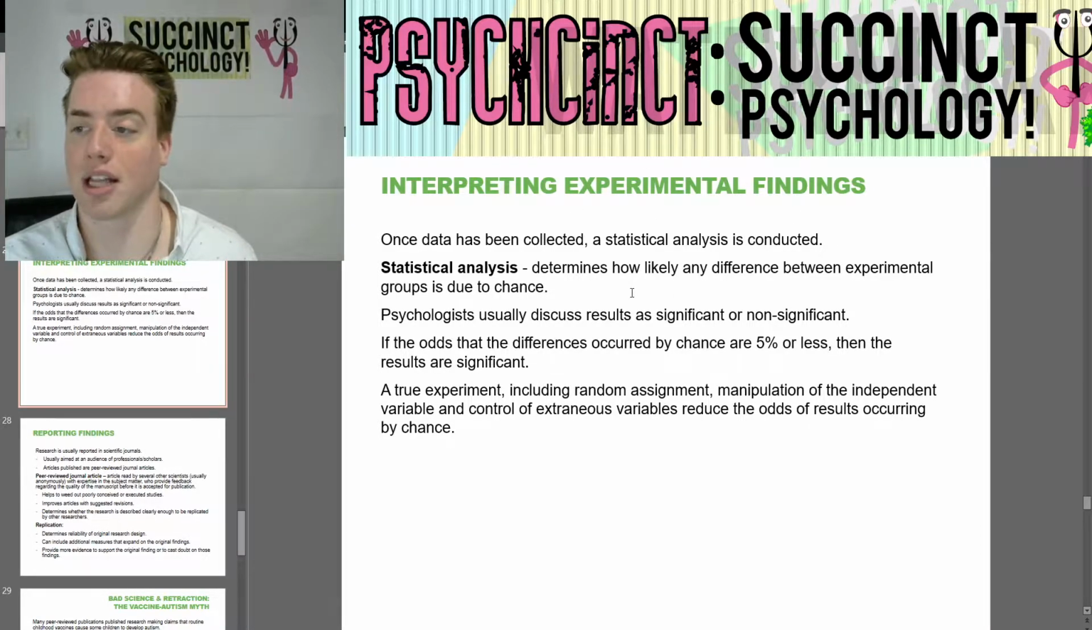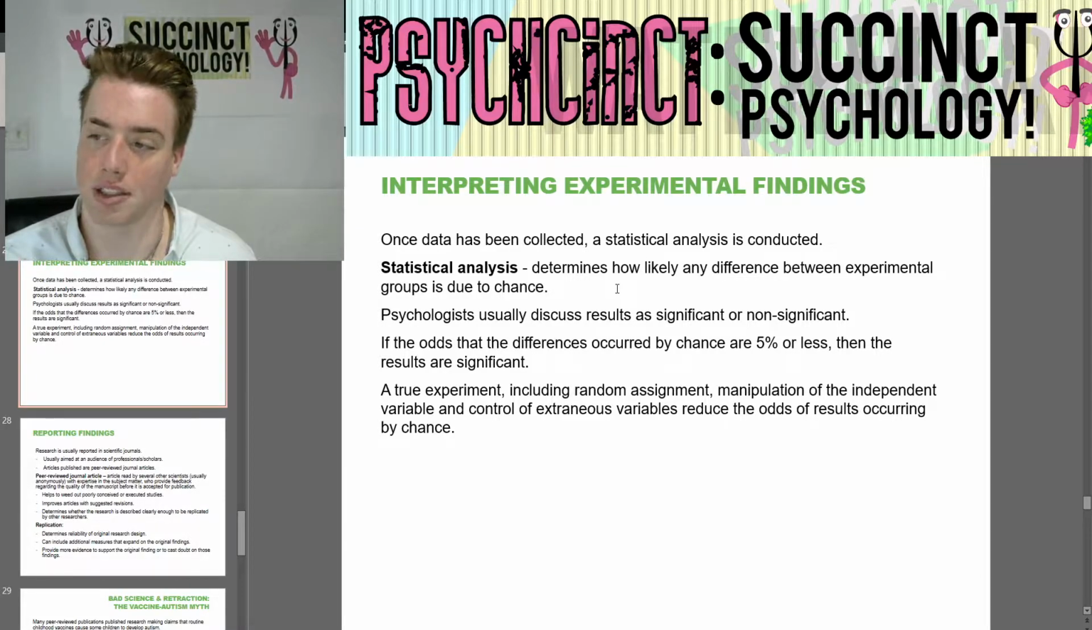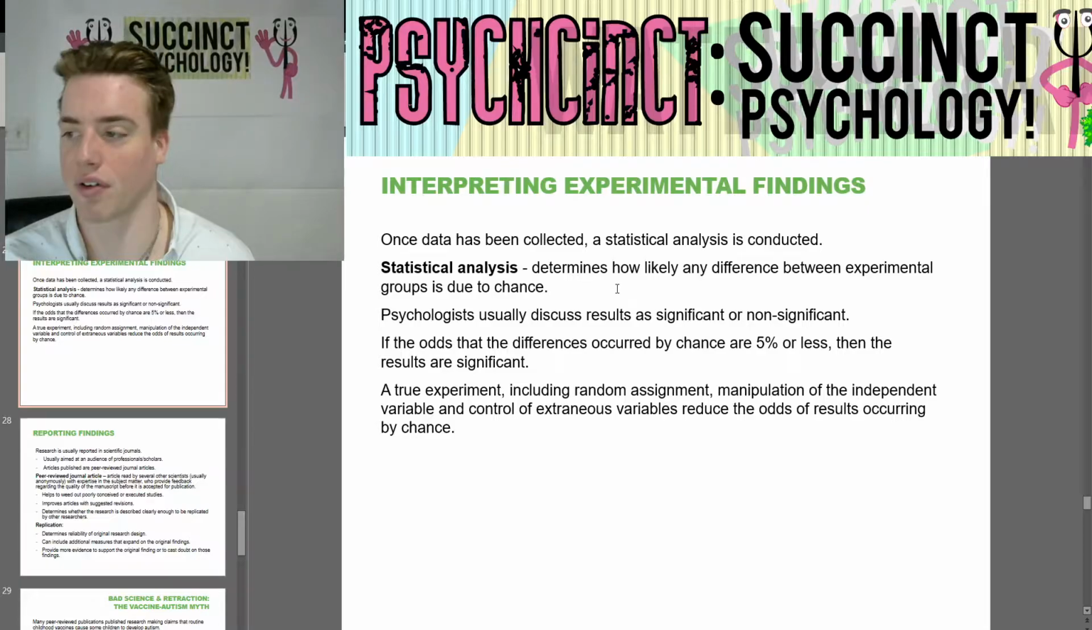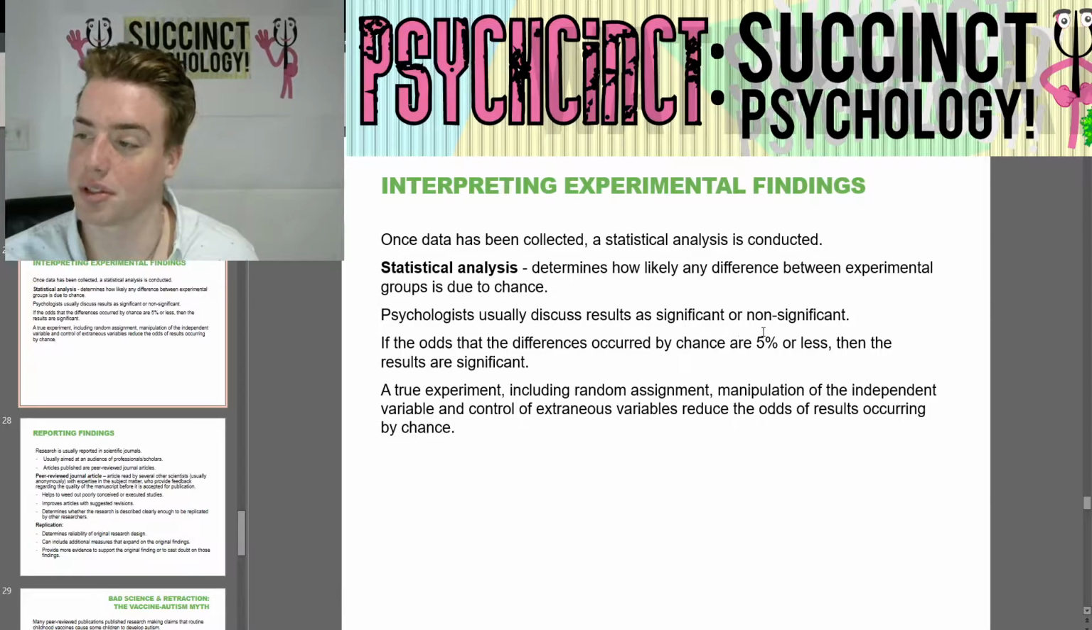So once data has been collected, a statistical analysis is conducted. A statistical analysis determines how likely any difference between experimental groups is due to chance. Oh wait, I went through this last video, but we'll keep going. Psychologists usually discuss results as significant or non-significant. If the odds that the differences occurred by chance are 5% or less, then the results are significant.